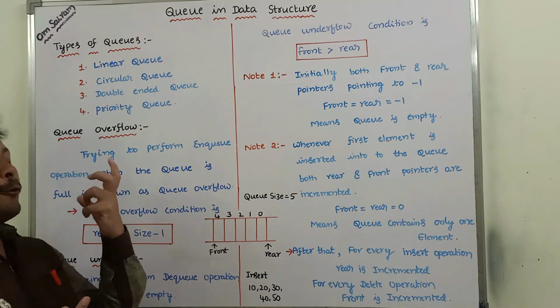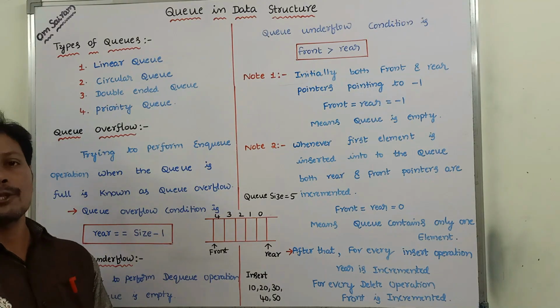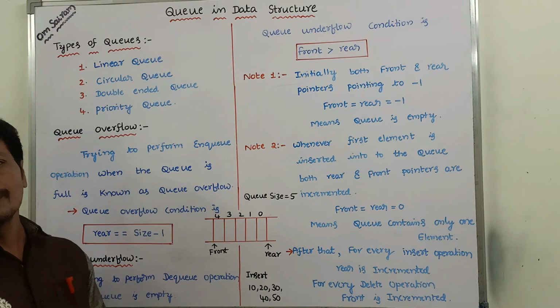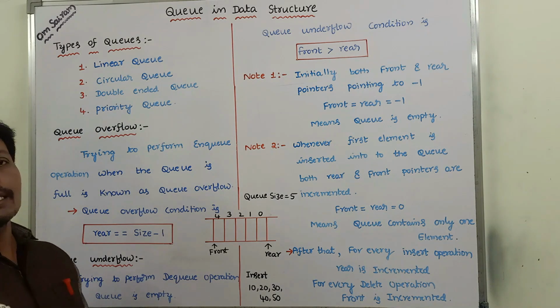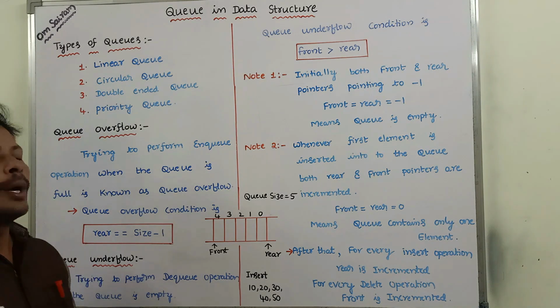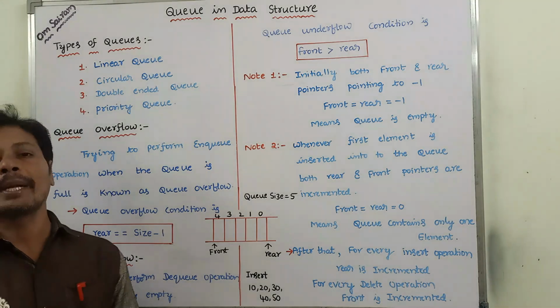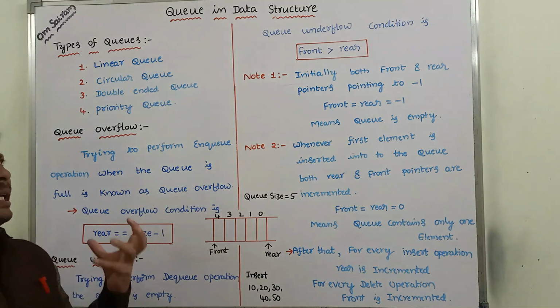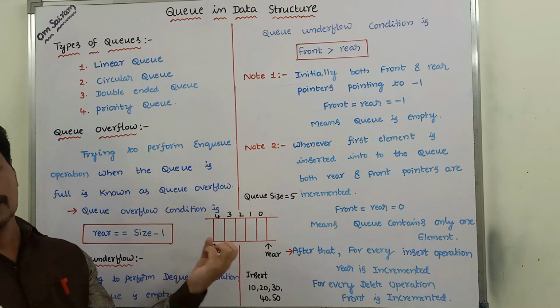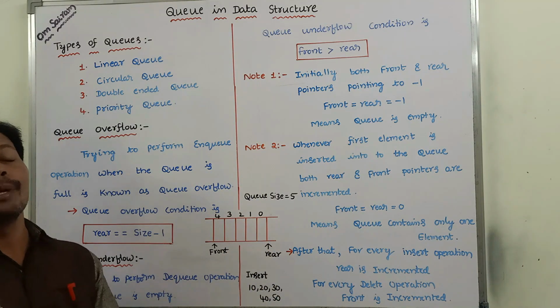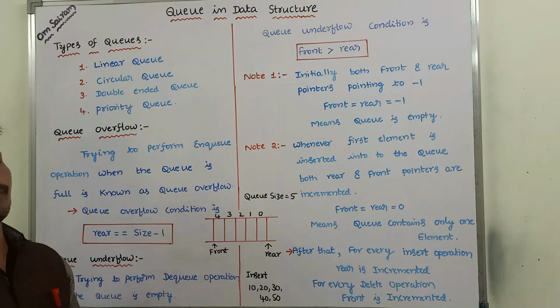Next, types of queues. There are 4 types of queues. First one is a linear queue. Second one is circular queue. Third one is double-ended queue. And fourth one is priority queue. Linear queue is nothing but whatever we have learned up to that point, that becomes the linear queue.